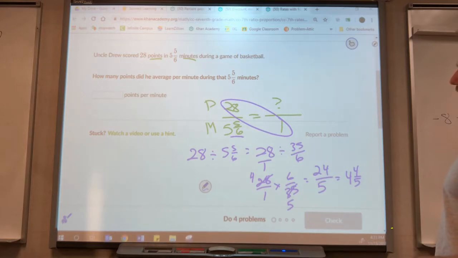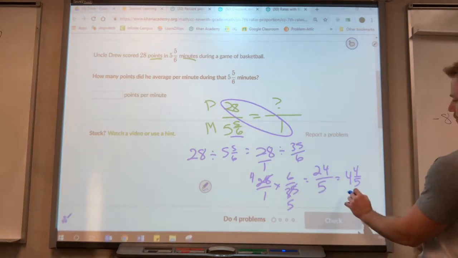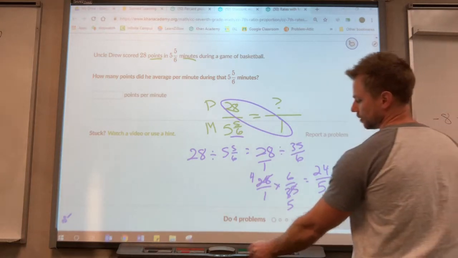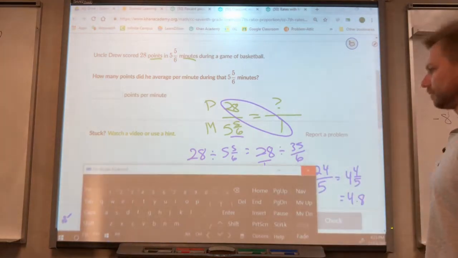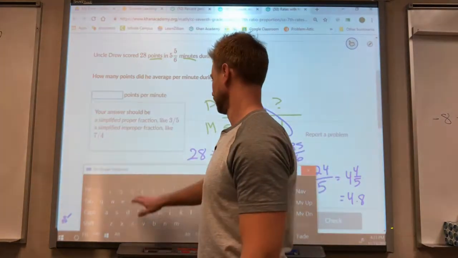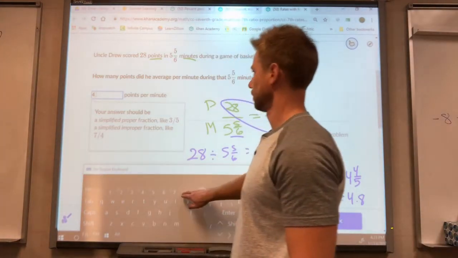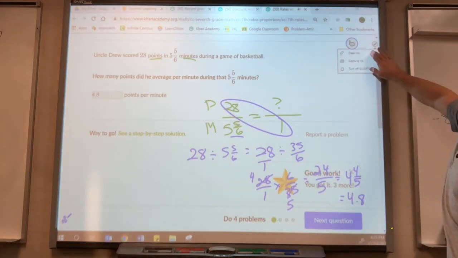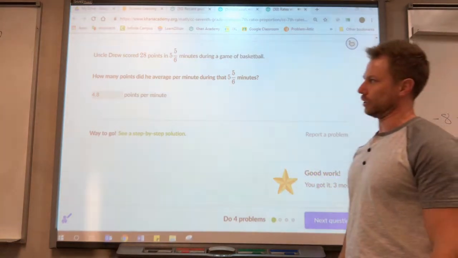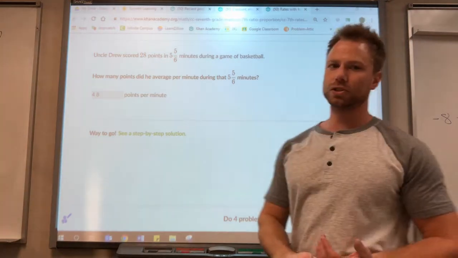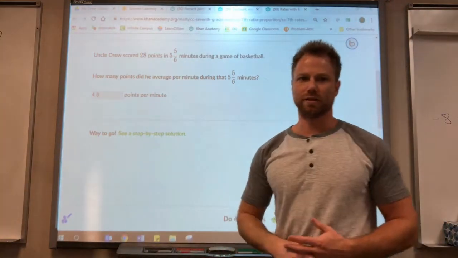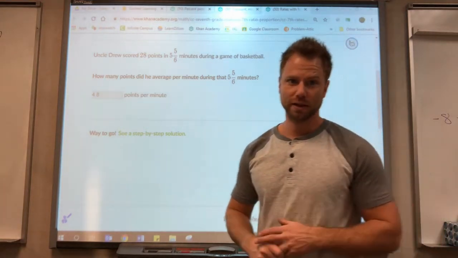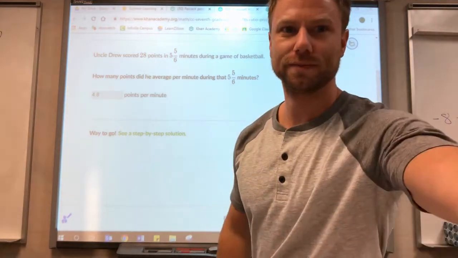Or, let's see, points per minute. That would be, as a decimal, that'd be 4.8. So 4.8 points per minute. All right, good. So either setting up a proportion or just seeing that you can divide to also get the unit rate. All right, that's all we have for examples. Have fun on your practice.